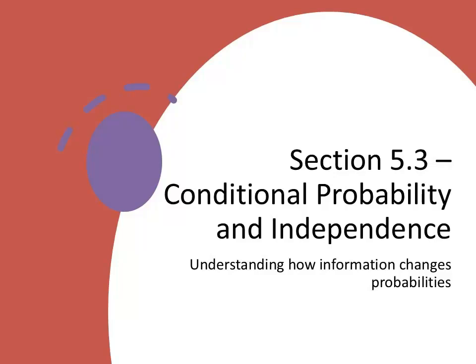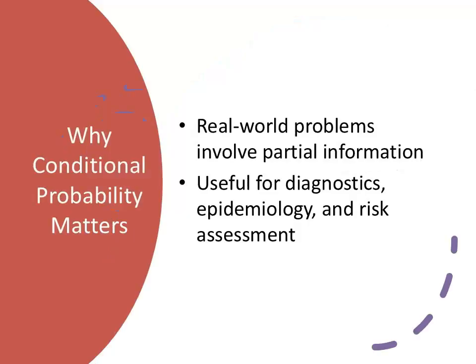Welcome to section 5.3. We will be discussing conditional probability. Conditional probability lets us update beliefs based on new information. For instance, what's the chance of disease if someone has a certain risk factor? Or the likelihood of injury based on behavior? These types of questions are everywhere in clinical and public health work.